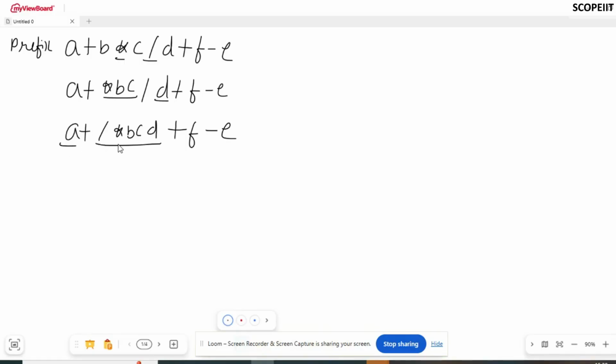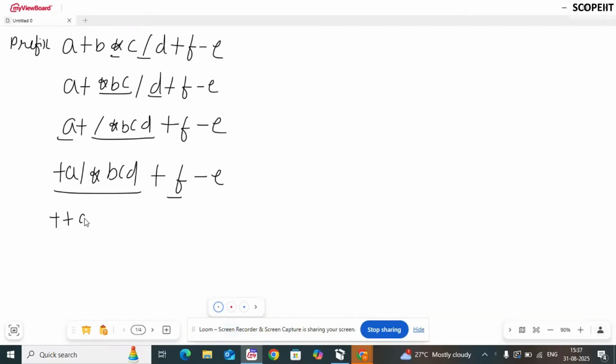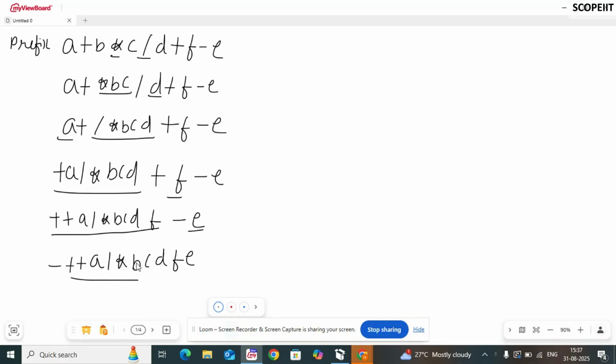So now this is one term, this is one term. So where will plus go? First. So it will become plus a divide multiply bcd. Now this is one term, plus f minus e. Okay, now we'll solve this and this: plus a divide multiply bcd and then f. Now this is one term, minus e. So what will happen? Minus will be first. So it will become minus plus a divide multiply bcd f and e. Okay, so this is your final answer for prefix.